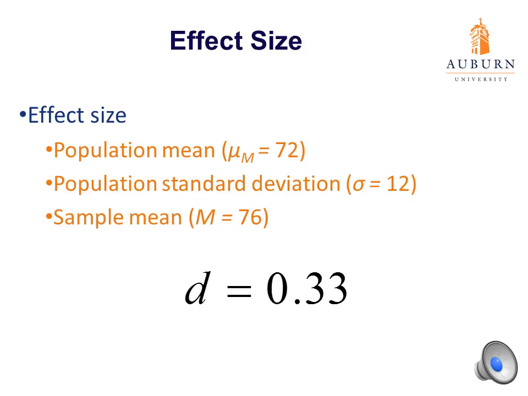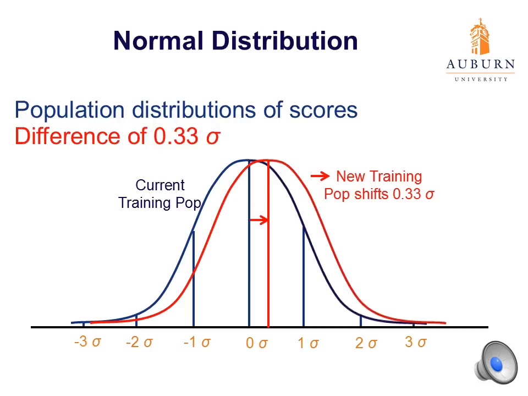We end up with an effect size of 0.33. Of course, that's just a number, so what does 0.33 represent? Well, in this case, 0.33 is the effect size, and it represents the shift in the population distribution of scores.